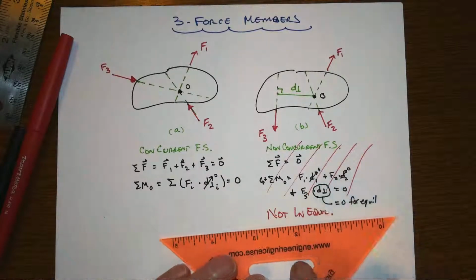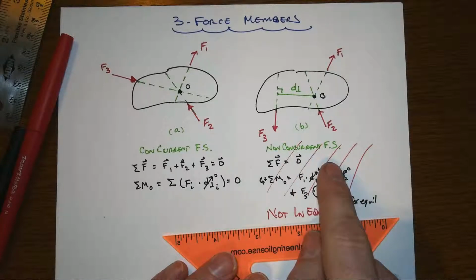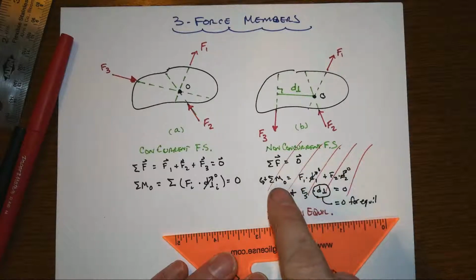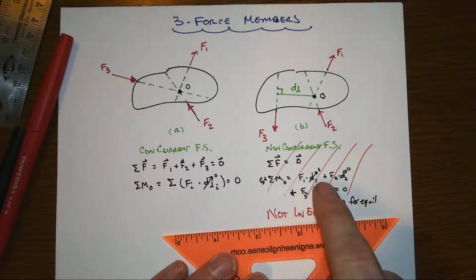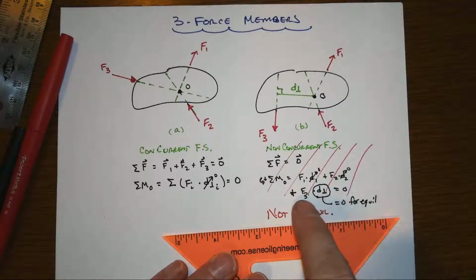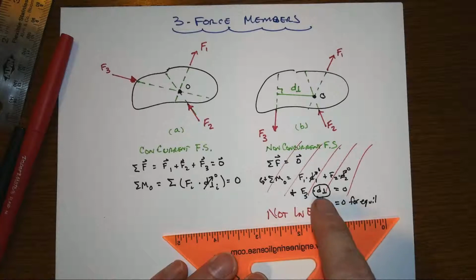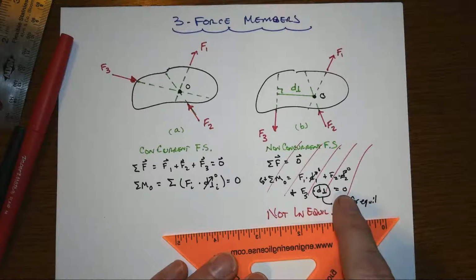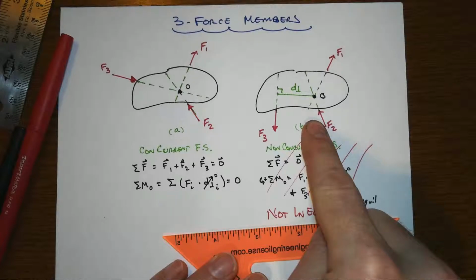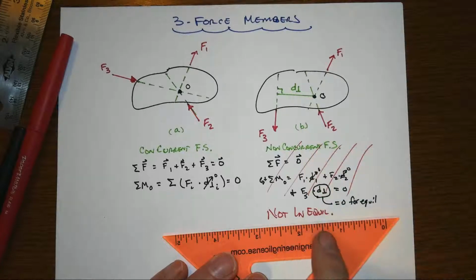But in the non-concurrent force system with only three forces, although we can get the right magnitudes to have translational equilibrium, it'll turn out that F1 and F2, their perpendicular distances with respect to O are 0. However, F3 is a non-zero force, and its perpendicular distance is also non-zero, so there's no way for this whole sum to equal 0. This body, if it were to attempt to be like this, will spin. It is not in equilibrium.